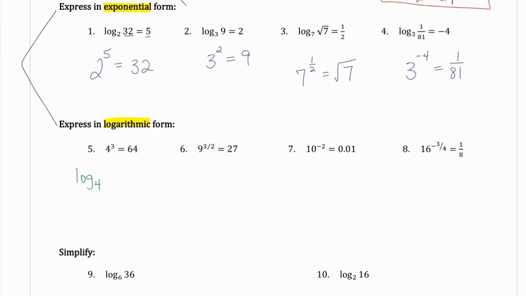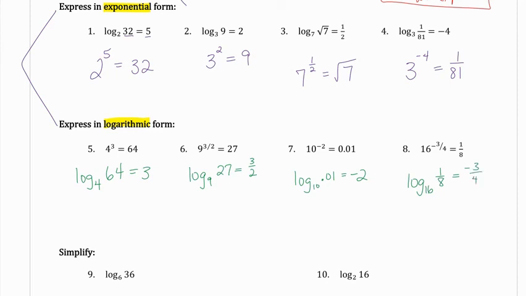Of, and then I'm going to switch the 3 and the 64. So of 64 equals 3. The answer is the exponent, right? Next one, the log, my base is 9 of 27 equals the exponent, which is 3/2. Okay, log, my base is 10 of 0.01 equals my exponent, which is -2. And last one here, my log base is 16 of 1/8 equals the exponent, which is -3/4.